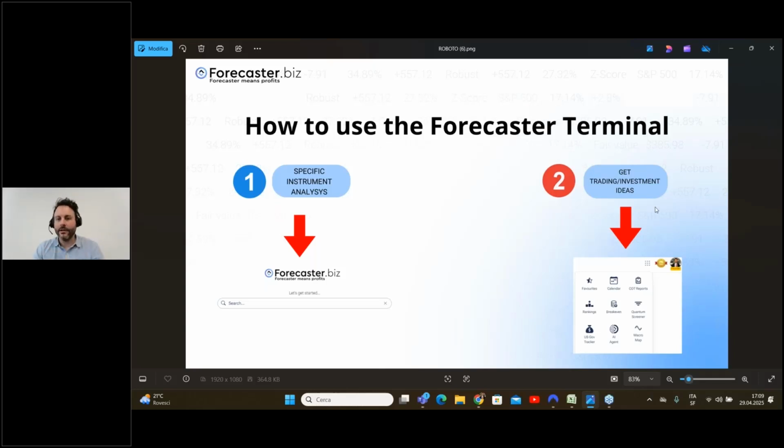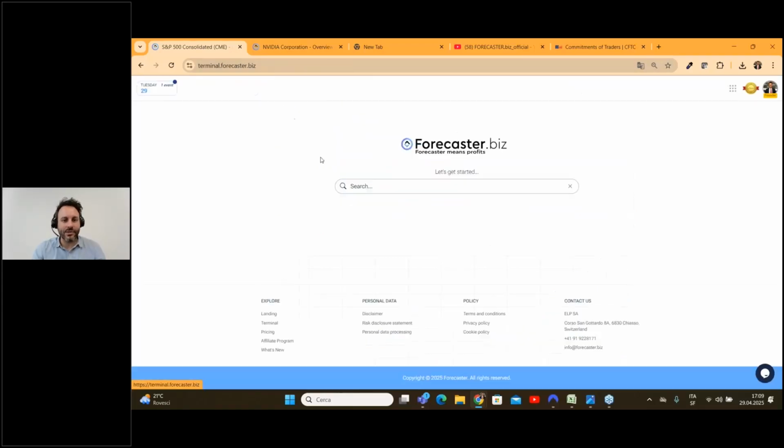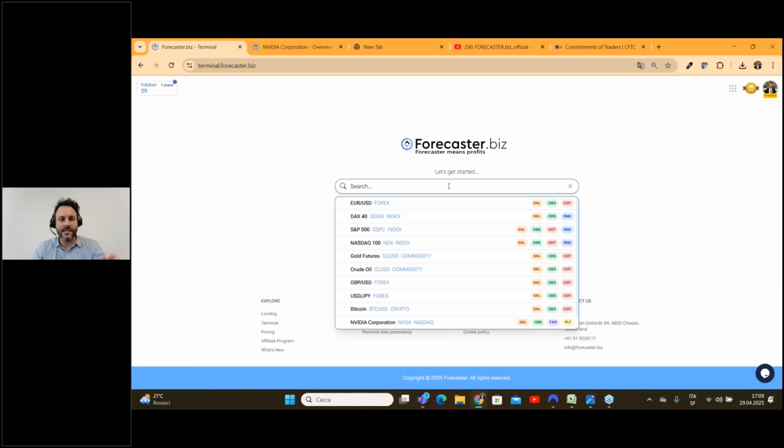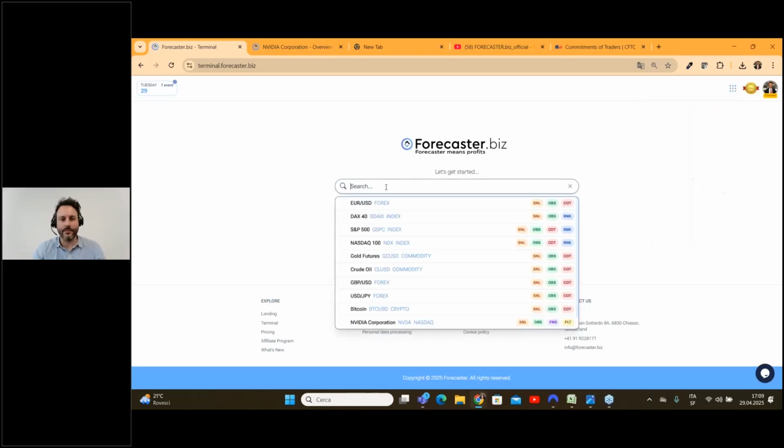Or if you need investment or trading ideas, you can use all the tools available inside the Forecaster in order to get ideas. Okay, so these are the two streets you can go on when you start to use the Forecaster. You can start with the search bar, or you can start with all the tools. Today we start with the search bar.